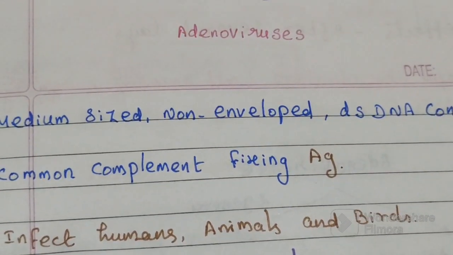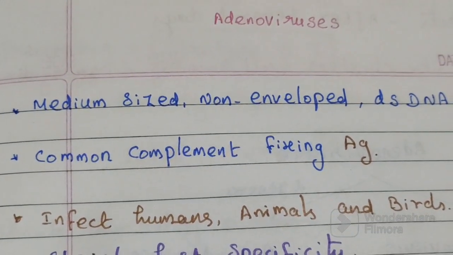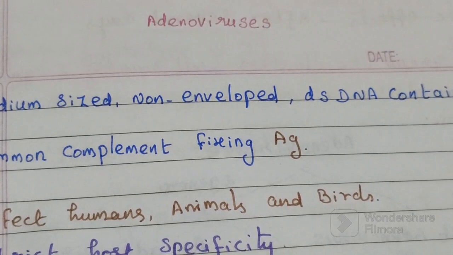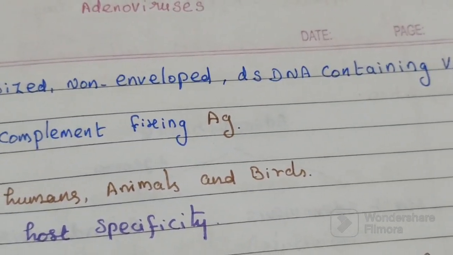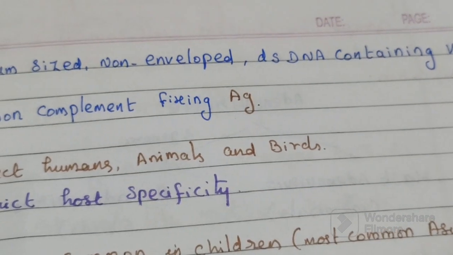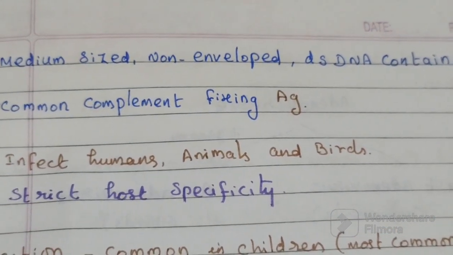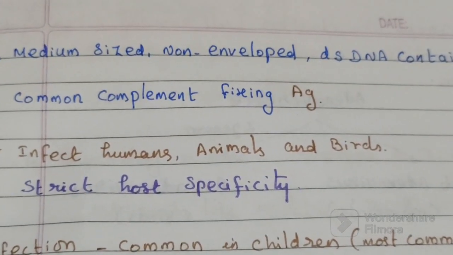In this video, we'll discuss adenoviruses. Adenoviruses are medium-sized, non-enveloped, double-stranded DNA containing viruses. All the viruses of the Adenoviridae family have a common complement fixing antigen.